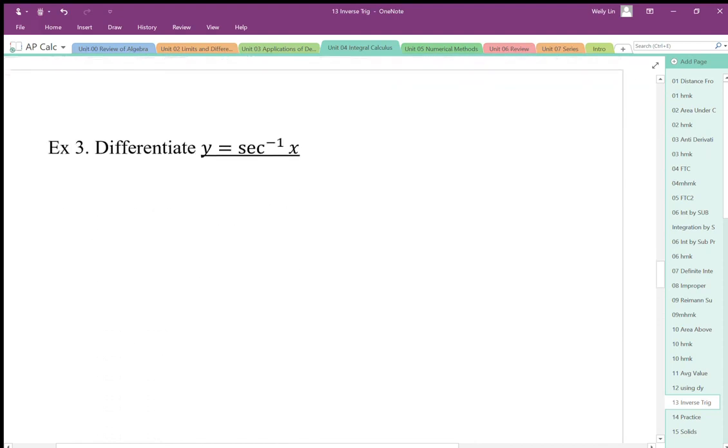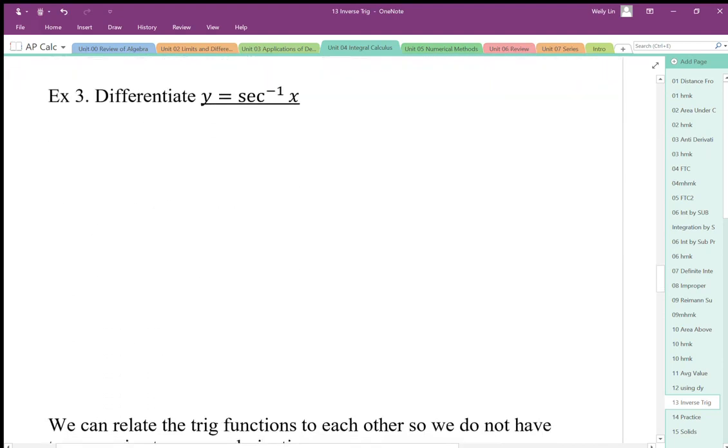When we get to secant, we can do the exact same thing. Okay, this one's a little bit harder actually. We're going to end up with x equals secant y. Okay, we're going to write in the opposite form using secant instead of arcsecant. We end up with 1 equals, the derivative of secant is secant y tan y.